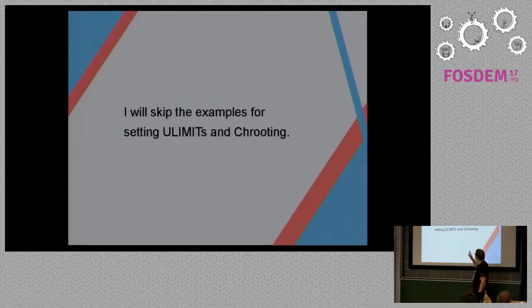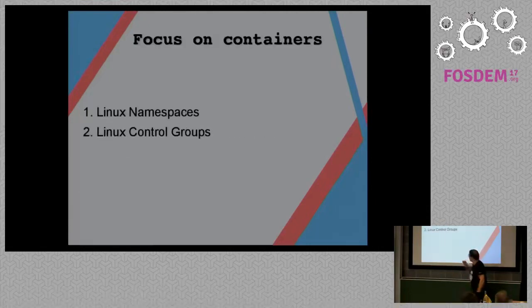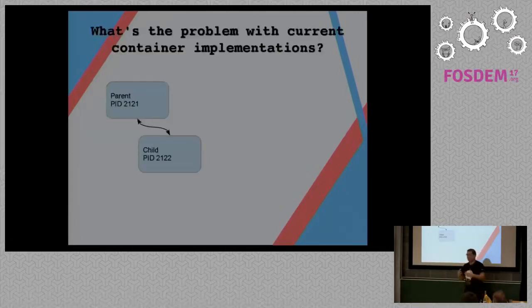Okay, so I'm skipping the example for ulimits, and it should say seccomp here. Sorry. Okay. And we are continuing now with the containers part, right? Creating namespaces with Perl and control groups with Perl. Usually what you would have is a parent and a child process.